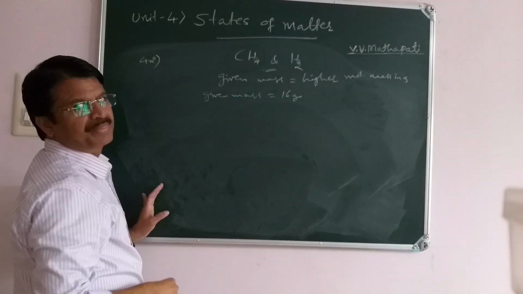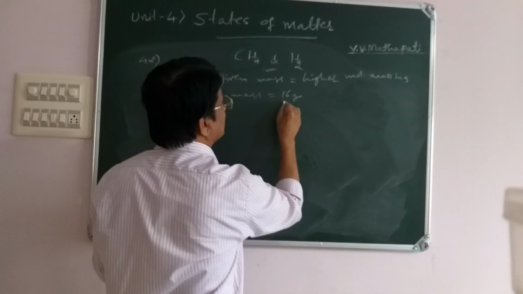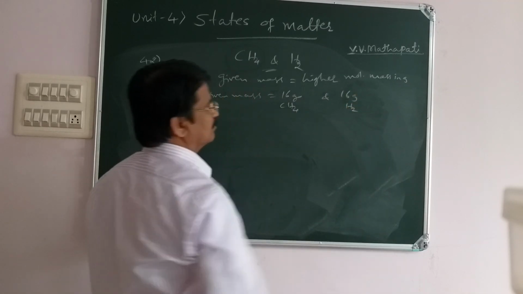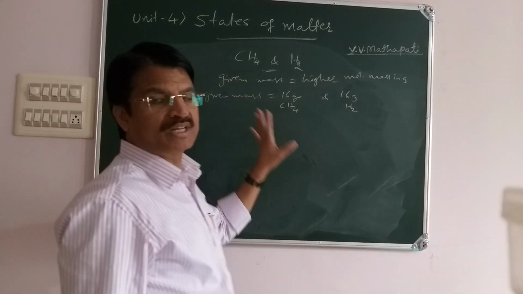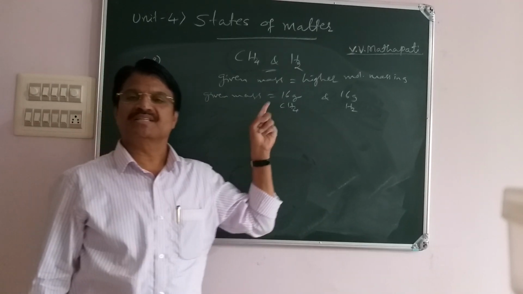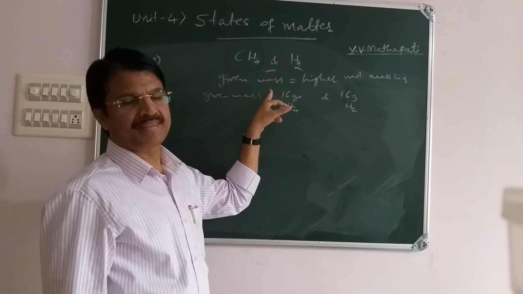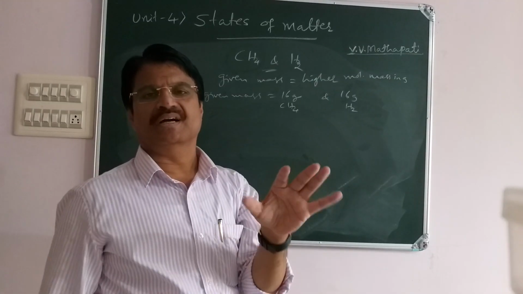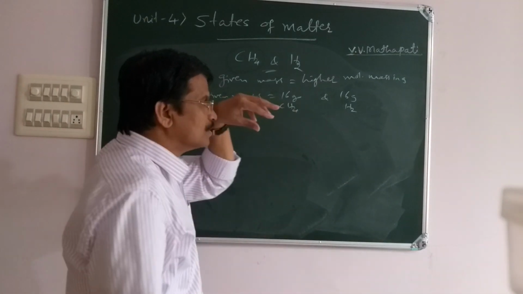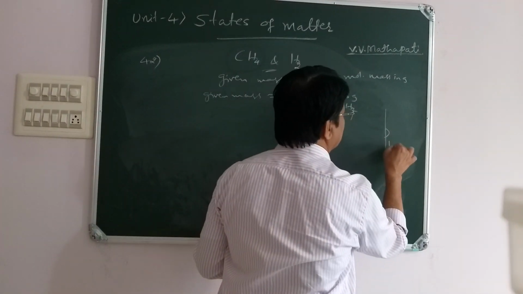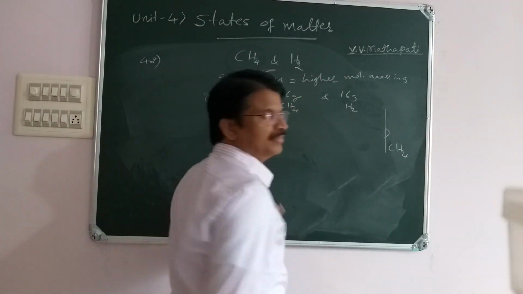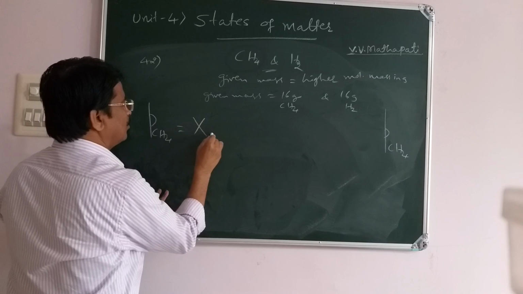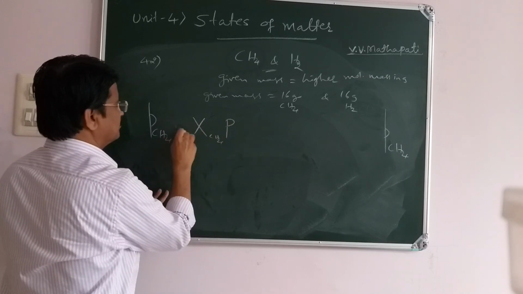Molecular mass of methane equals 16, so 16 gram of methane and 16 gram of hydrogen. If mass is not given, be careful and apply this method. If 2 or 3 compounds are given, the compound with the highest molecular mass is taken as the given mass, because I want to find the partial pressure of methane. P of methane equals X of methane into total pressure.